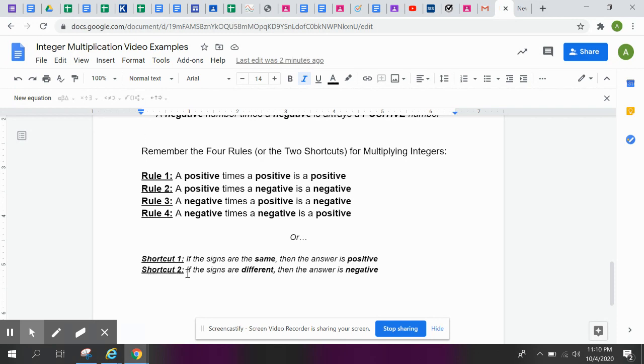Shortcut number 2 tells us that if the signs are different, meaning we multiply a positive number with a negative number, or a negative number with a positive number, the answer is negative. So these are 2 shortcuts that are worth remembering, but the most important piece includes these 4 rules above.